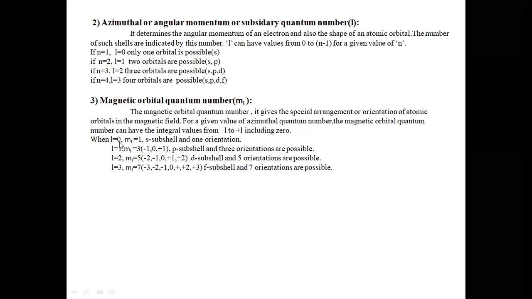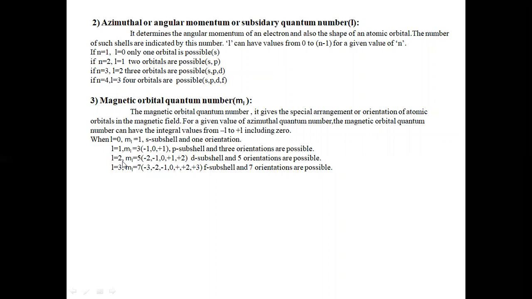When l is equal to 0, then ml will be equal to 1, the s subshell, and only one orientation is possible. That is atomic orbital orientation. We are telling the orbital orientation here. If l is equal to 1, then ml is equal to 3. The values will be -1, 0 and +1, the p subshell, and 3 orientations will be possible. There will be 3 orientations in the p subshell.